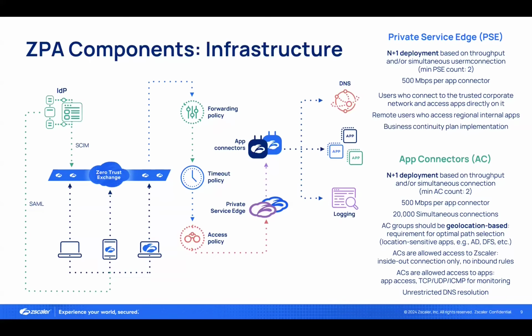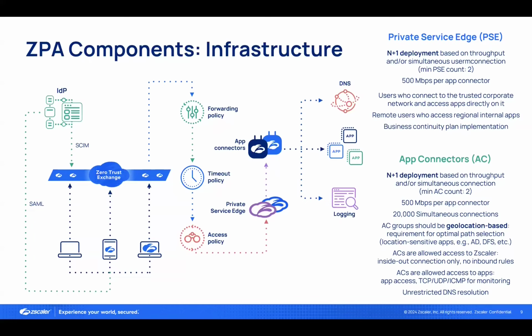Network access rules for app connectors are fairly simple. They need access to Zscaler, inside-out connections only, no inbound rules. They need to have access to your applications across TCP, UDP, and ICMP for monitoring. And finally, they need to have unrestricted DNS resolution, both internal and external. For outbound connections between the app connectors and the Zero Trust Exchange, you'll find that the Zscaler public IP ranges are published on our website within the deployment documentation.